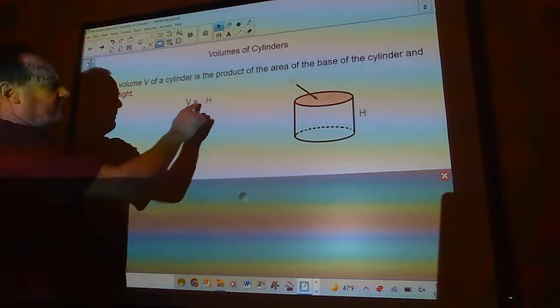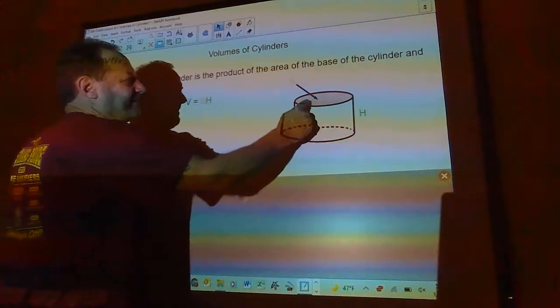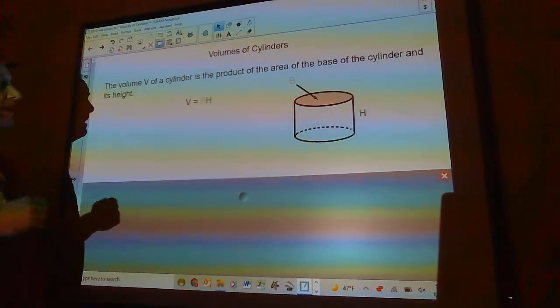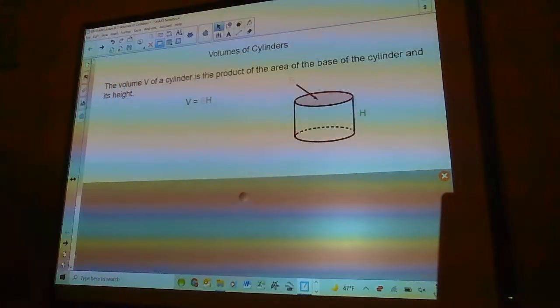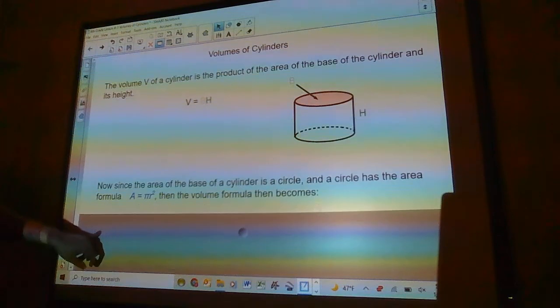So you'll notice I use two capital letters here. I use a capital B because this is the area of the base, it's not the base. Okay? And I use a capital H because I mean the height of the prism. Now that's going to come in handy a little bit later with some other shapes.